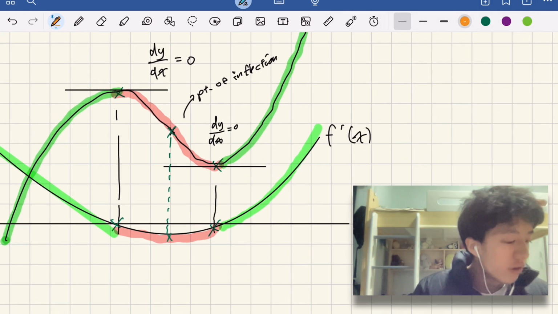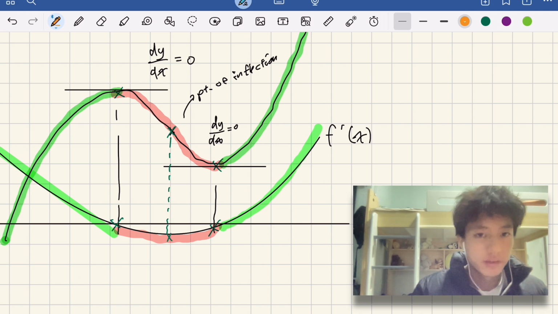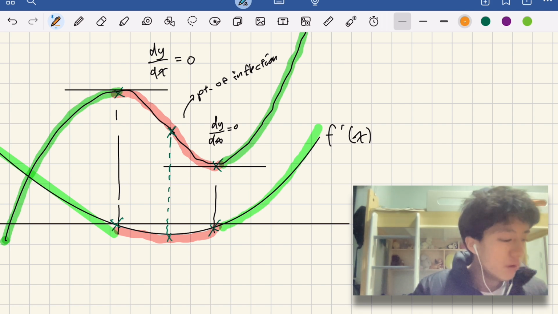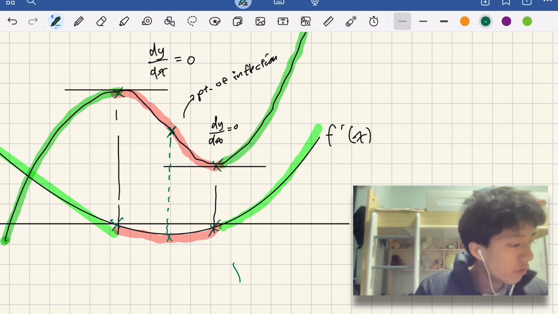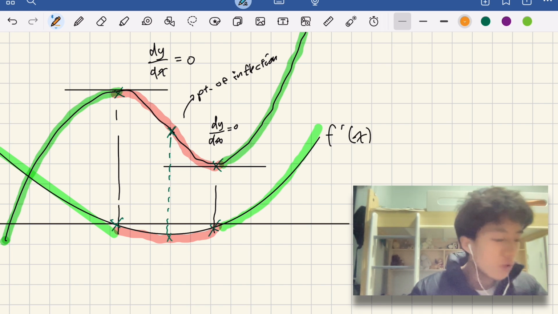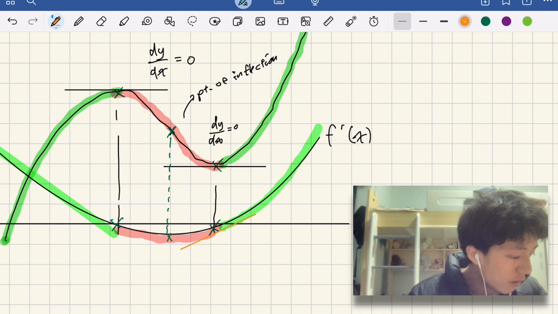So if we just differentiate f prime x again, let's differentiate f prime x when f prime x equals 0. So when f prime x equals 0, these are these little green points over here. And if we differentiate it, I'll draw it in orange. Basically, we draw a tangent to find out the slope of that parabola. We have a tangent line here.